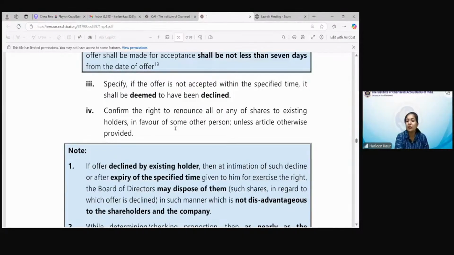What is the meaning of the right to renounce all or any of the shares in favor of another person? That means if I have given the rights issue to Mr. A, Mr. A can further renounce or give those rights issued options to his friends or relatives, to anybody else, unless the articles prohibit. If it is written in the articles that you will not get the right to renounce, then you cannot. Otherwise, you can sell it to any other person. Very good. Yes, of course, Anubhav, to anyone.